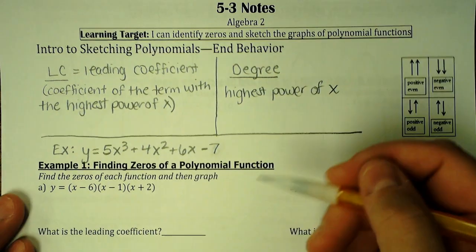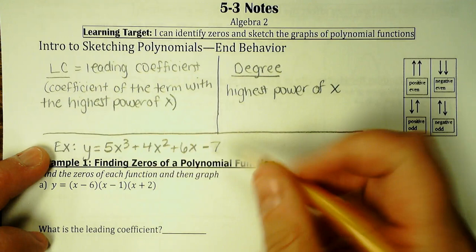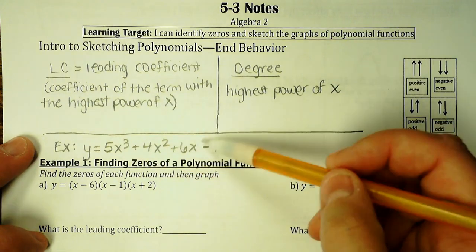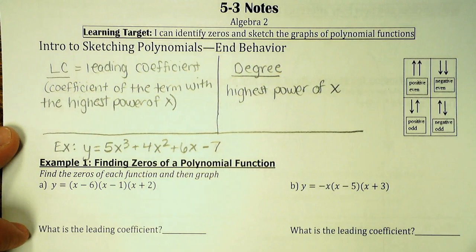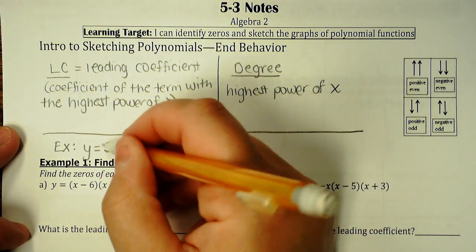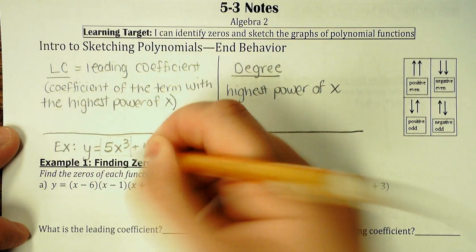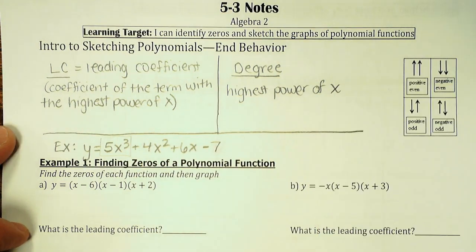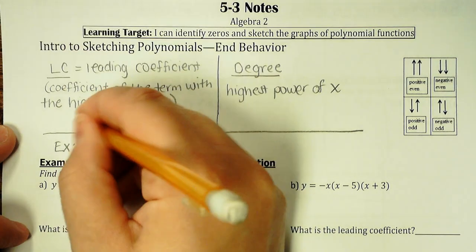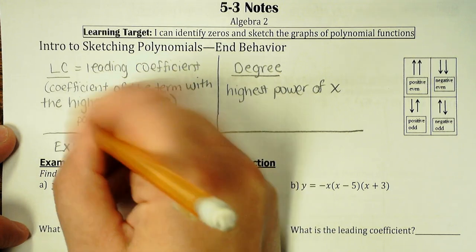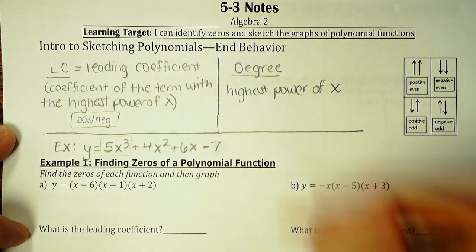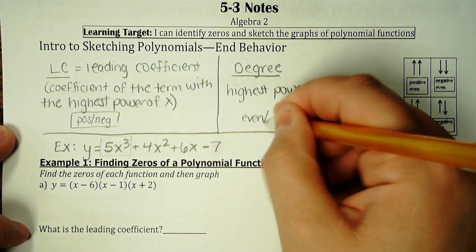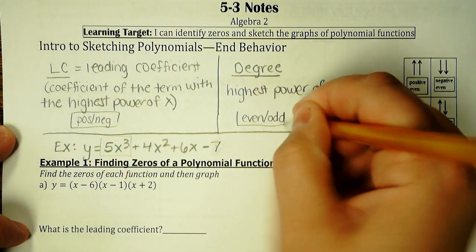So let me write it down for this polynomial right here. So I've got 5x cubed plus 4x squared plus 6x minus 7. Literally, the only thing it's based on is this very first term with the highest power of x. Now, the two options you can have here in terms of what you're going to look for: you have positive and negative, and then you have even or odd. So the positive or negative goes with the leading coefficient, and then the degree goes with the even or odd.